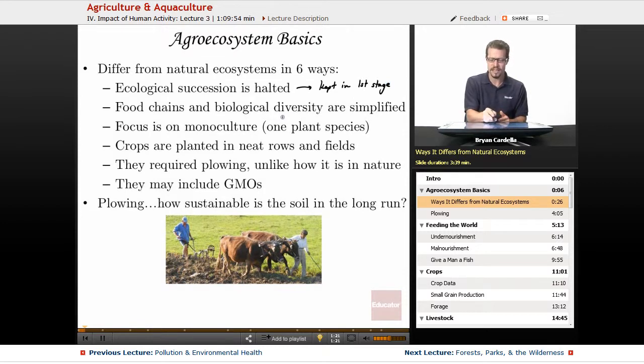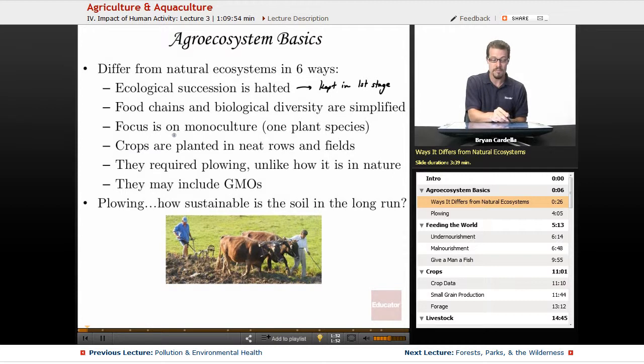The food chains and biological diversity are simplified, certainly. In one area, you're typically going to see one crop, one particular kind of produce that's grown. In terms of the amount of animals and plants you're going to see in the region, of course, biological diversity is going to be reduced and simplified. You may see a lot of insects there, but if the insects are causing a problem as a pest, then certainly the farmer and the workers are going to want to deal with that. More on that later on in the lesson.